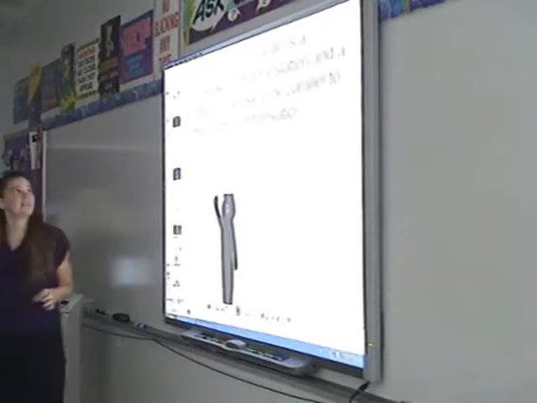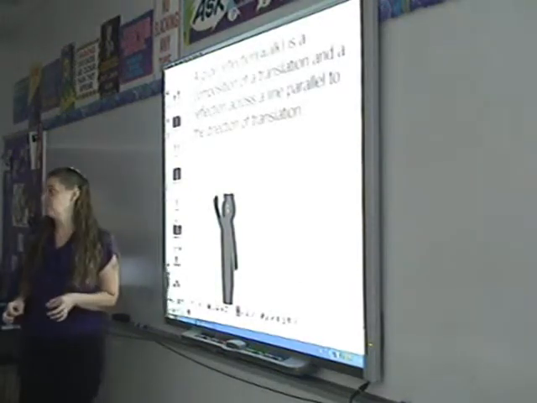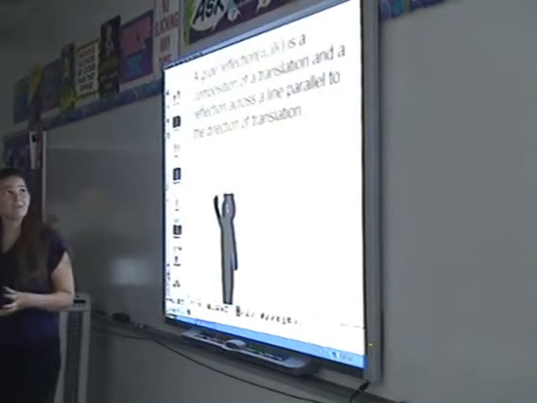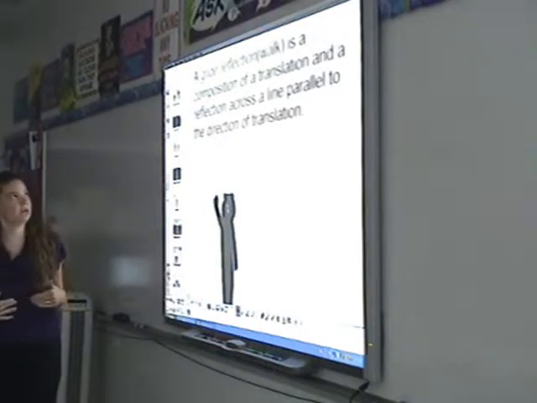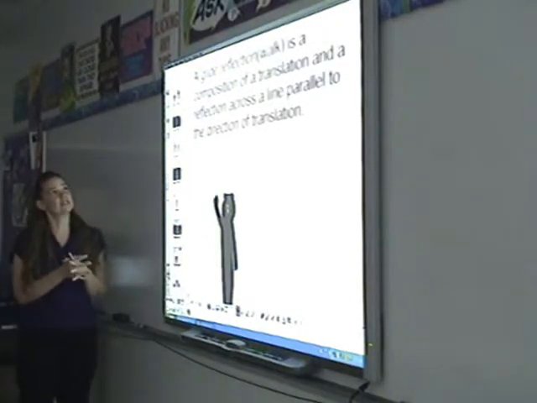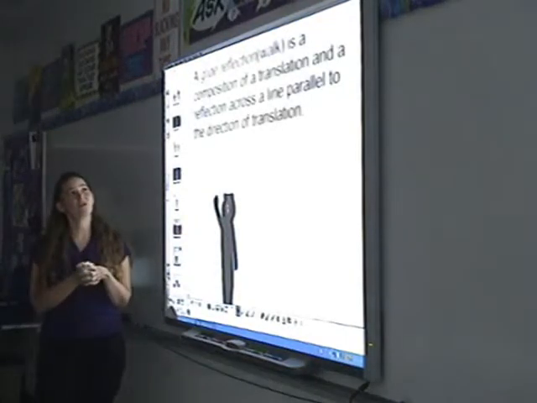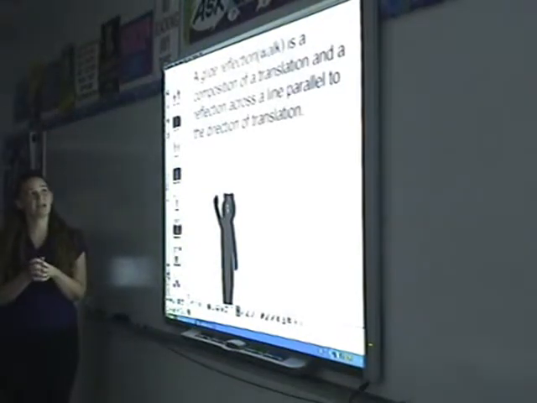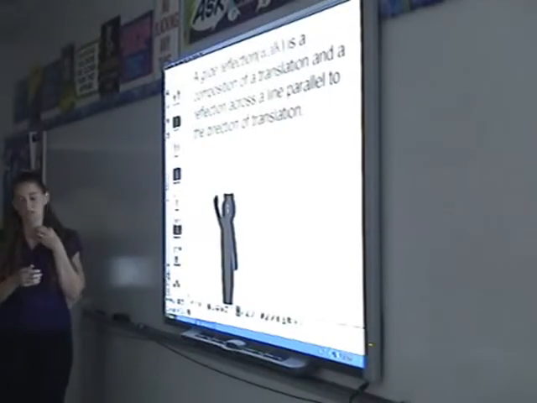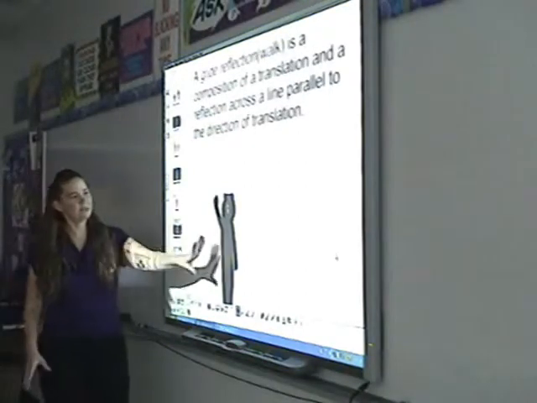The last isometry is a glide reflection. The short word for glide reflection is walk. And you'll see why in a minute. It's, by definition, the composition of a translation and a reflection across a line parallel to the direction of the translation. Write that down. All right, so here's my panther again.